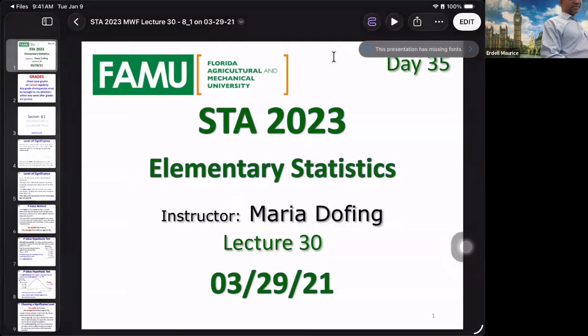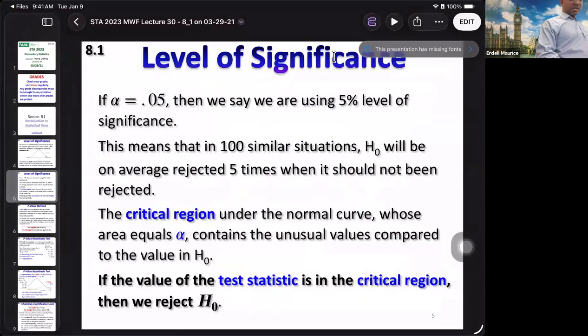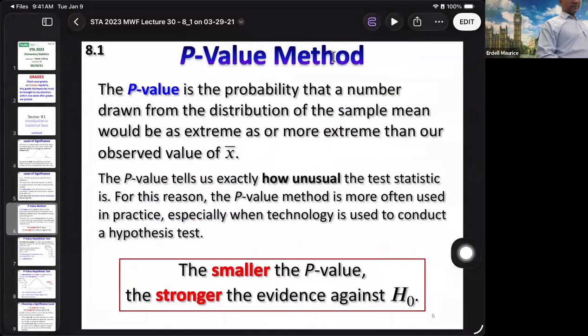So let's go ahead and look at the rejection region method right here. So level of significance right here. Critical. I just explained all of this right here. Again, if alpha is 5%, it means that the critical region right here will cover 5% of the data. If the value of your test statistic is inside the critical region, then we reject the null hypothesis. And that's the rejection value method.